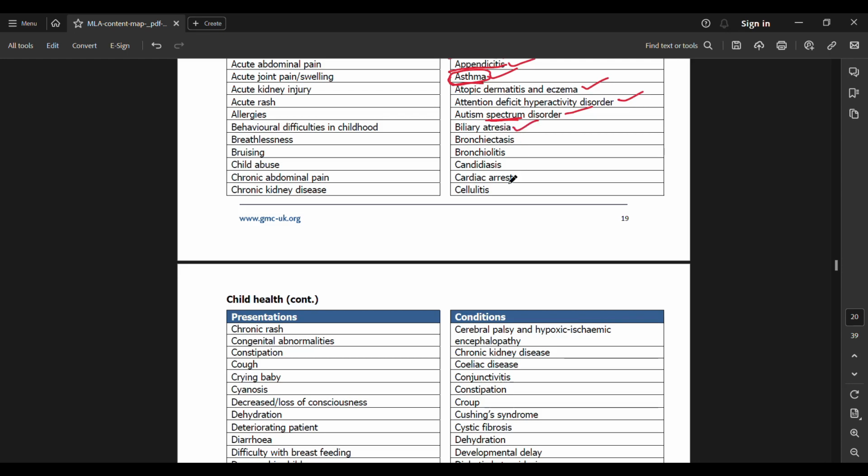Biliary atresia, jaundice is very, very important when it comes to children. So make sure you know all the causes of jaundice, or at least all the important causes of jaundice when it comes to children. One of them is biliary atresia. Very, very important. Make sure you do this well. Has shown up in the past. Bronchiectasis, bronchiolitis. All right, foul-smelling sputum in the case of bronchiectasis.